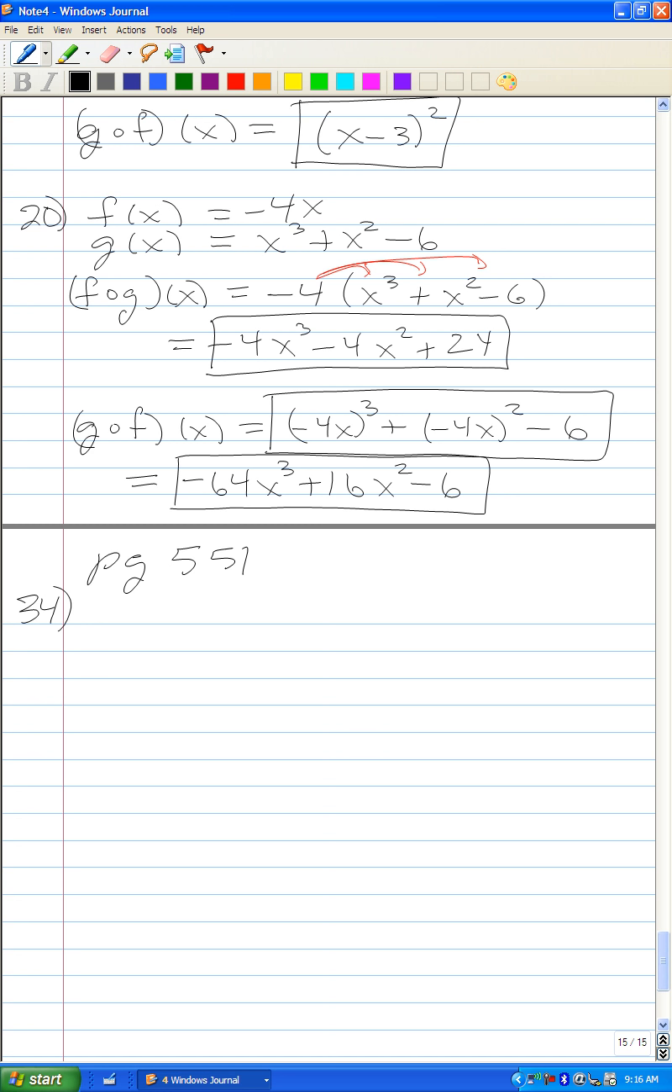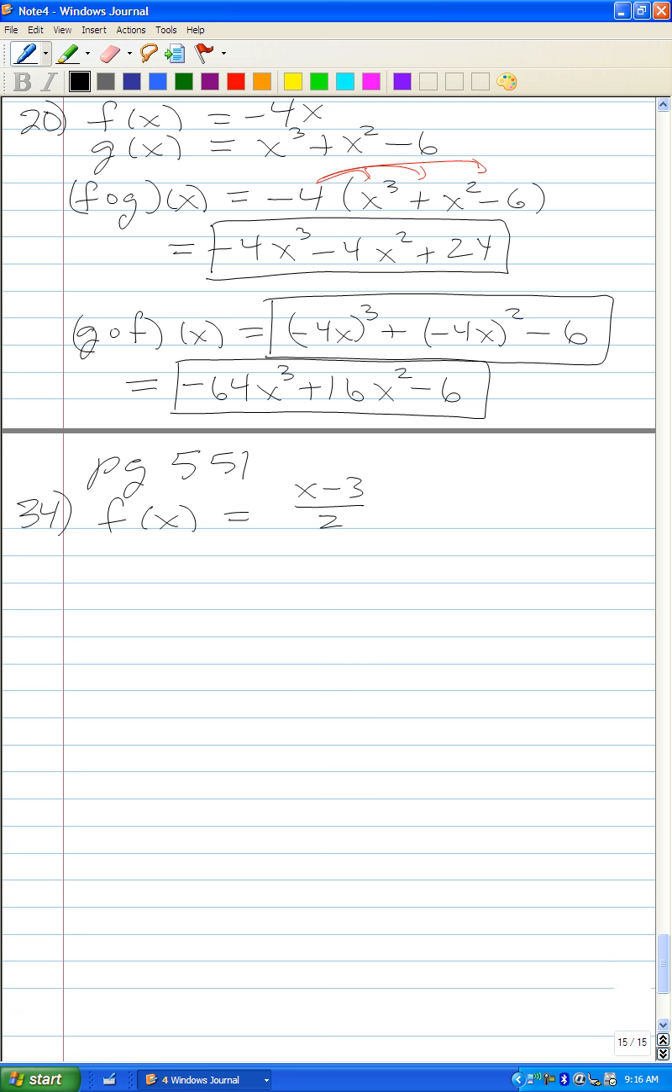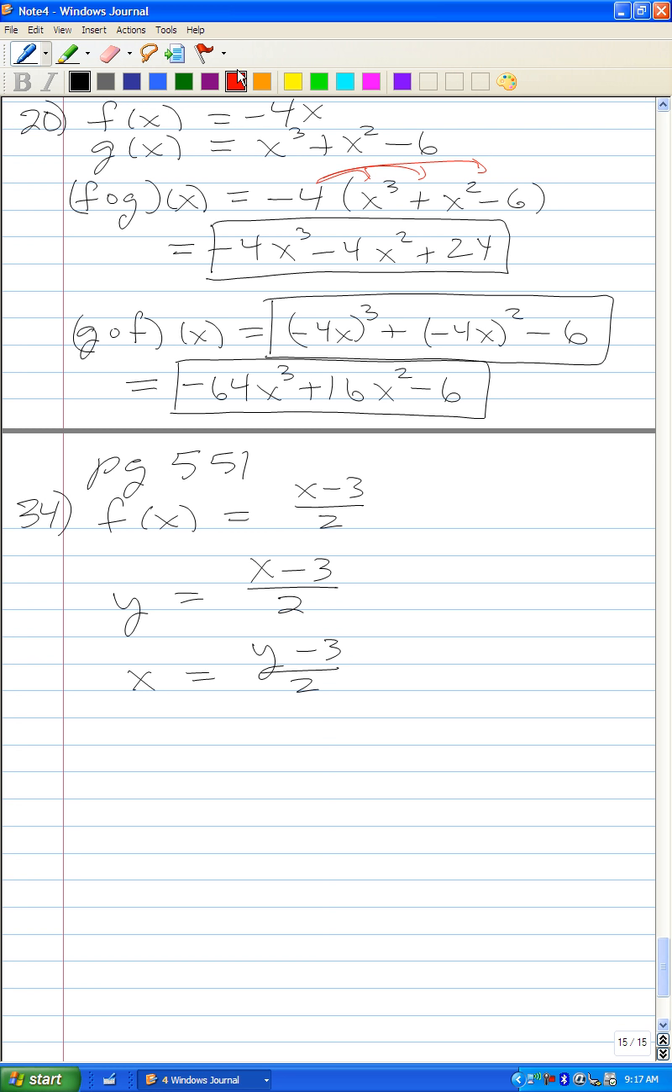And so f of x equals (x minus 3) over 2. So let's replace f of x by y. Multiply and now interchange x and y. And so x is equal to (y minus 3) over 2. Multiply both sides of my equation by 2 so that I can solve for y. So let me get rid of the fractions. So 2x equals y minus 3.